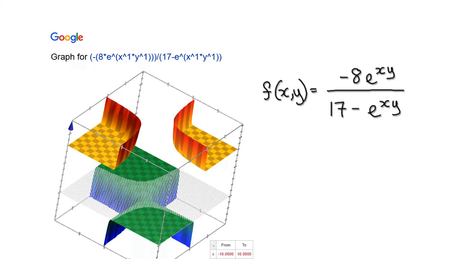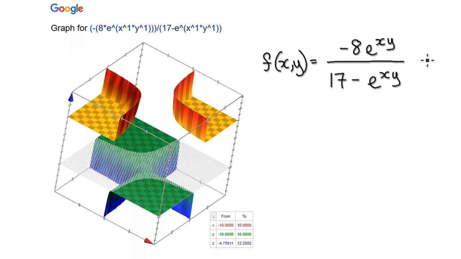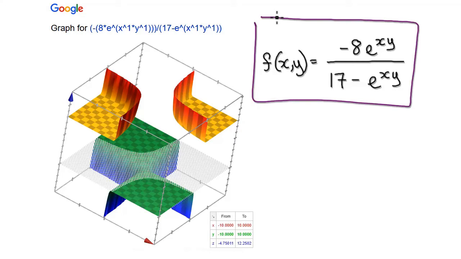Okay, let's give you guys some practice now. So find the domain for this multivariable function. Press pause and have a go. Okay, so to find the domain for a multivariable function, try to look at the function and figure out when it will break down.